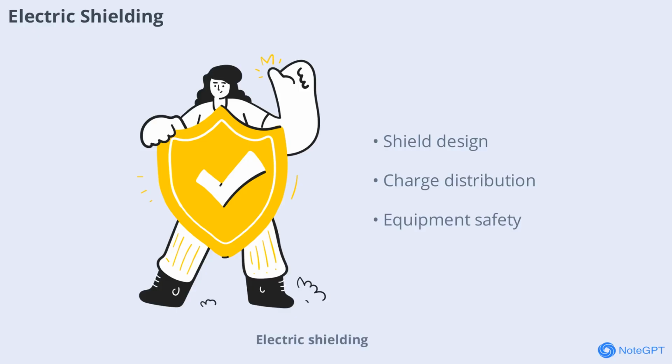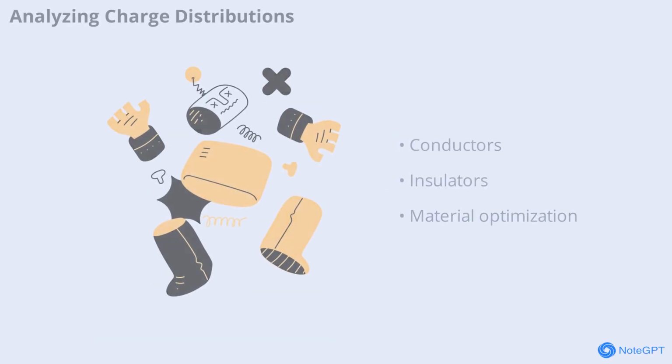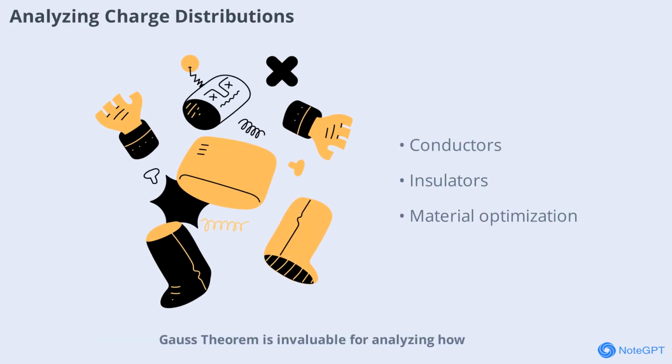Electric shielding, used to protect sensitive equipment from external electric fields, relies on Gauss' theorem. By understanding how charges distribute on surfaces, engineers can design effective shields for a variety of applications. Gauss' theorem is invaluable for analyzing how charges are distributed in conductors and insulators. It allows scientists and engineers to predict field behavior and optimize material performance in various devices.